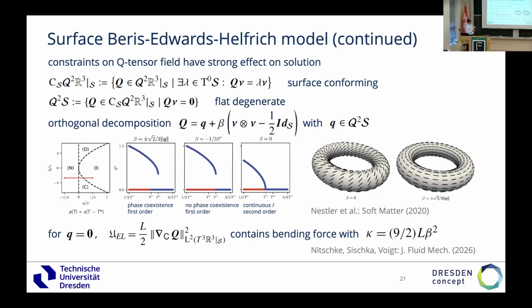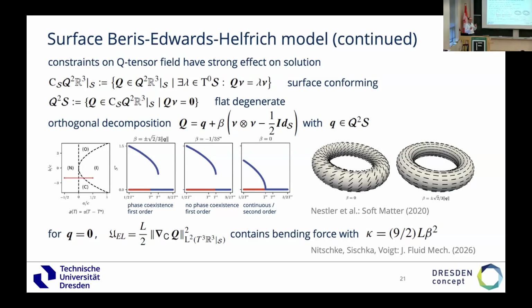In various models, one sees that beta is assumed to be constant. Doing this still leads to a first order phase transition, but no phase coexistence. And by assuming that beta is 0, so this flat degenerate case, we change the physics, right? So then we have a continuous second order phase transition. So this thing is kind of reflecting the 2D nature of the Q tensor field, and this is still representing like a 3D nature of the Q tensor field.